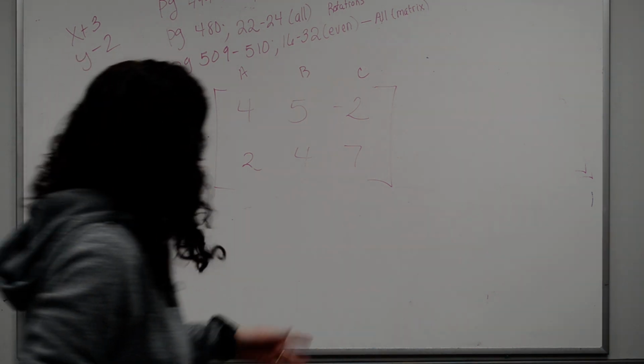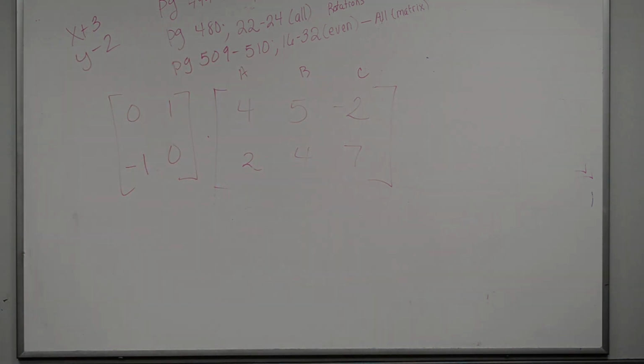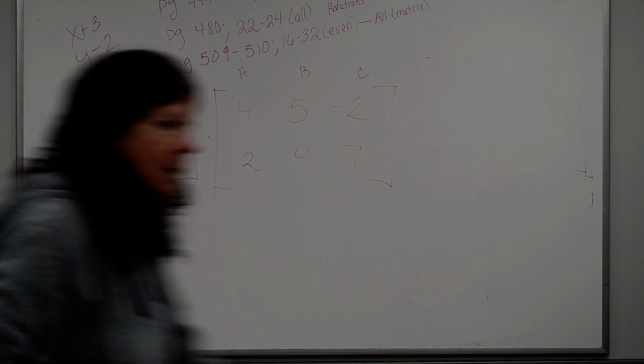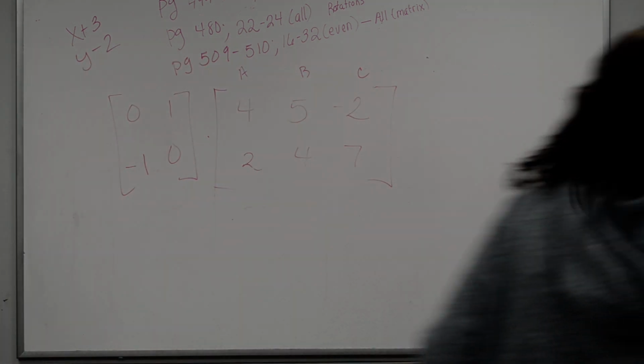What is it, Stephanie? 2, 4, 7, -4, -5, and 2. No. Okay, oh wait, I did it by 90. You did it by 90, you 270.